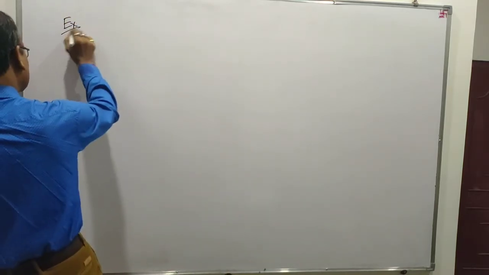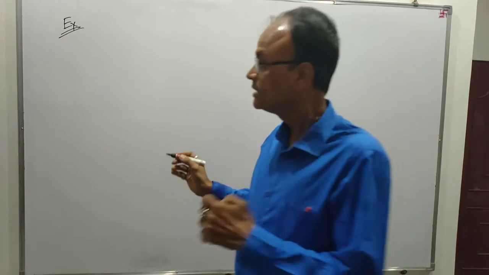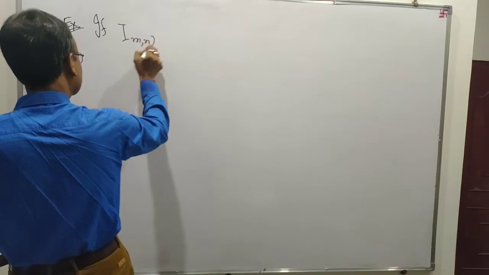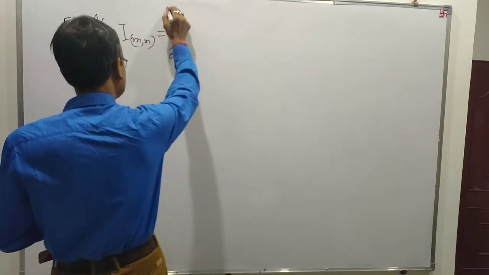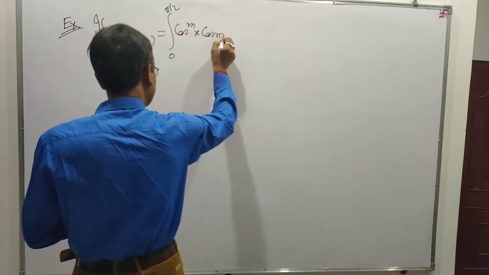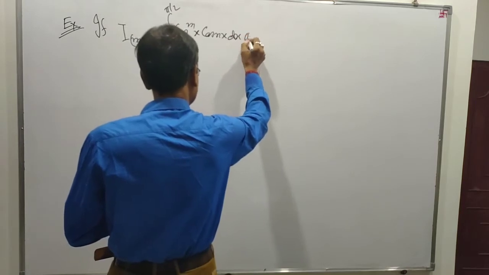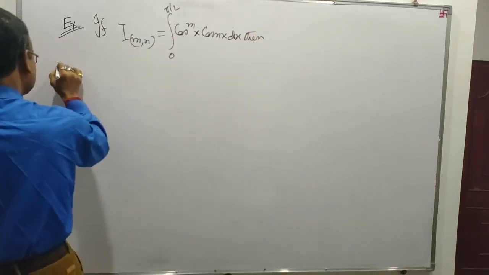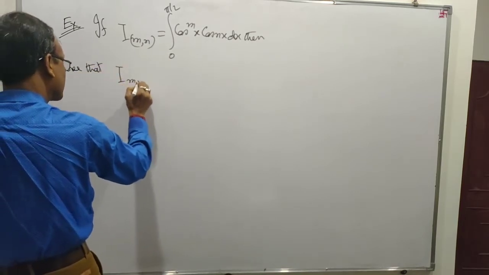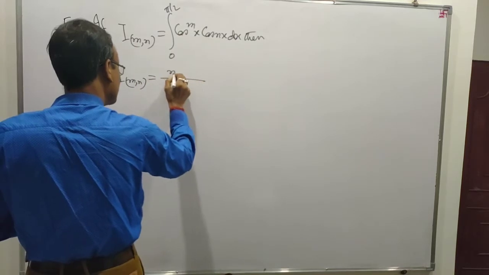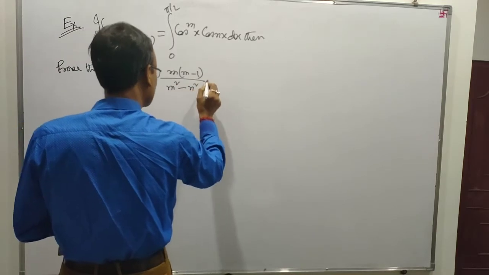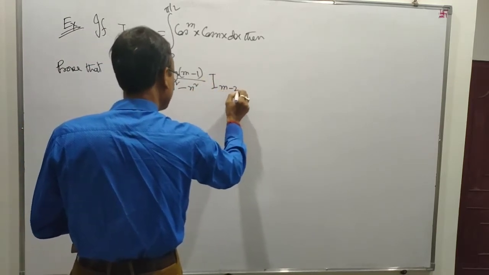Now, if I_{m,n} is equal to the integral from 0 to pi by 2 of cos to the power m x cos nx, then prove that I_{m,n} equals m into (m minus 1) divided by (m square minus n square) times I_{m-2,n}.